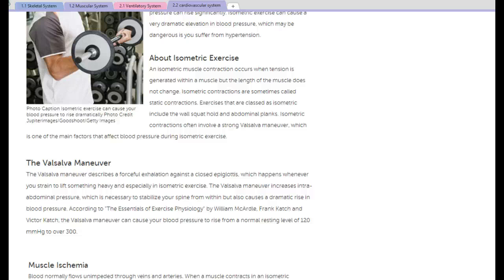Exercises that are classified as isometric include wall squat hold, abdominal planks. Now, again, this is where they're referring to isometric contractions.